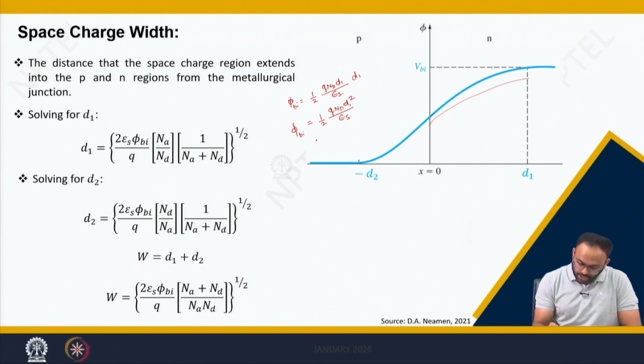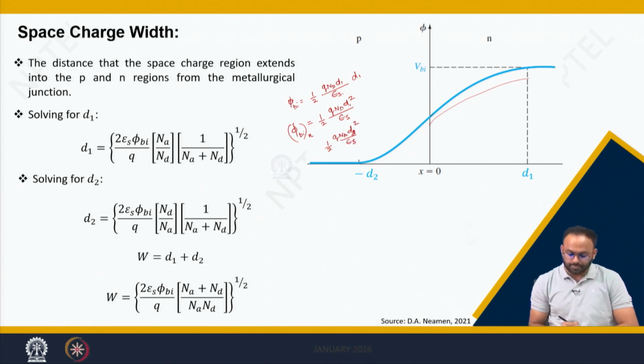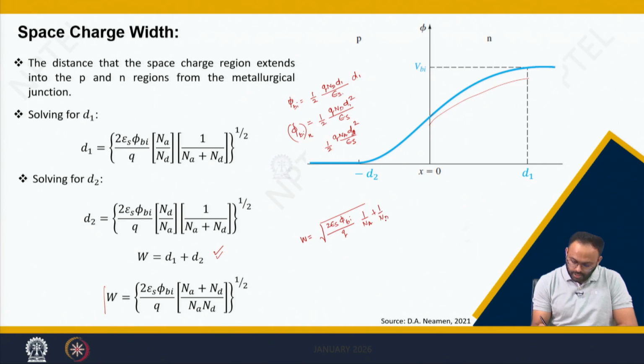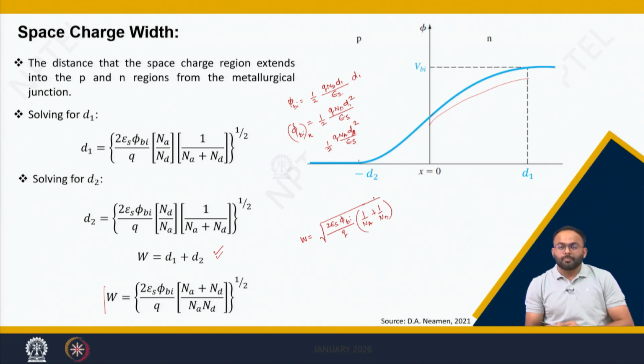Similarly, the potential at the P side can be calculated as half of Q into Na into d2 square by epsilon S. If we add it up, we will get the total potential, which is in terms of W. So here you can find W as square root of 2 into epsilon S into phi bi by Q, times 1 over Na plus 1 over Nd. It is clear that the expansion of the depletion region is inversely proportional to the doping, meaning if the doping is larger, the expansion of the depletion region will be lesser at that side.